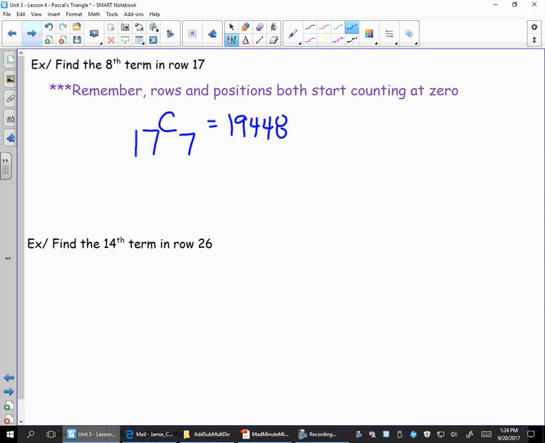If I want the 14th term in row 26, it's 26 choose 13. Take a term off. 10,400,600. Okay. So I can find specific terms, and we'll use that again down the road a little bit more. Okay, just wondered where they came from.